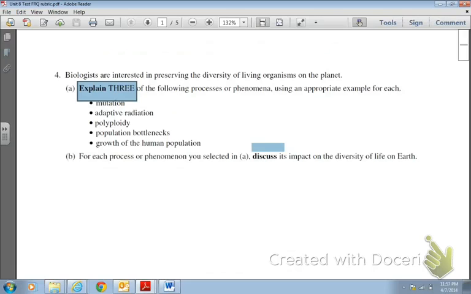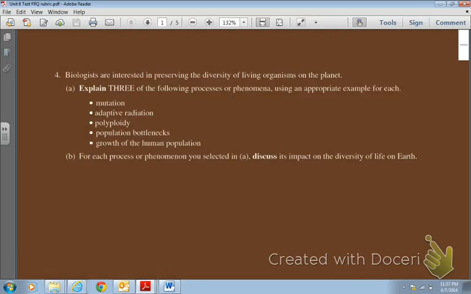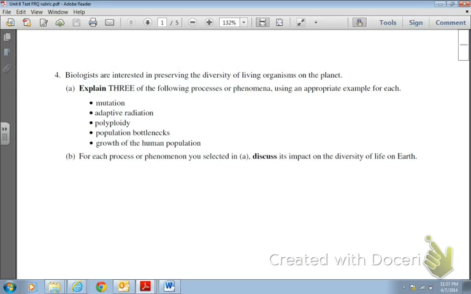Okay, so part B was for each of the ones that you chose in part A, discuss its impact on diversity of life. So really what they wanted right there was it increases or decreases diversity and how. So this rubric's pretty easy to look at, and it's pretty organized. You've got to be able to organize your writing. So stop and think. I need to choose 3 of these things.